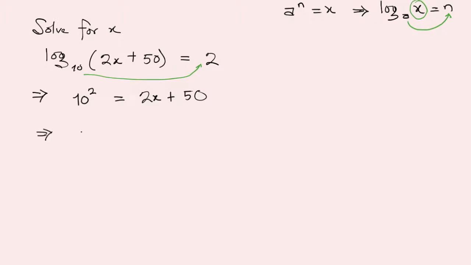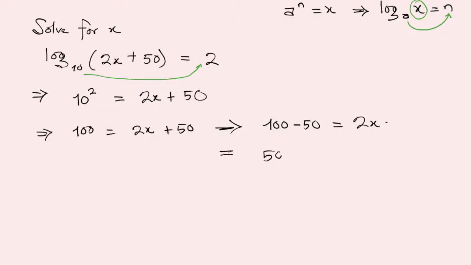And this is equal to 100 equals 2x plus 50. If we're making x the subject of the formula here, we'll subtract 50 from both sides. We have that 100 minus 50 is equal to 2x, which is 50 equals 2x. And to get x, all we have to do is divide both sides by 2 to leave x alone. And 50 divided by 2 is equal to 25. So x is equal to 25.